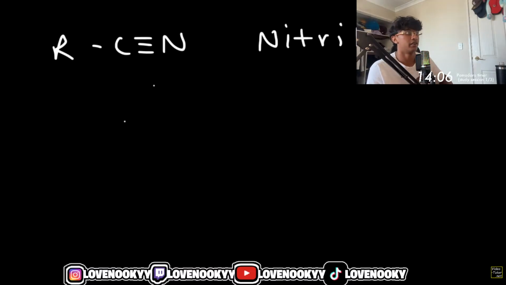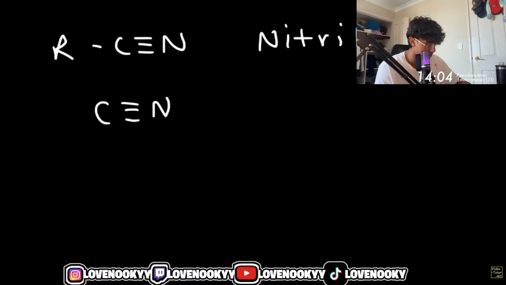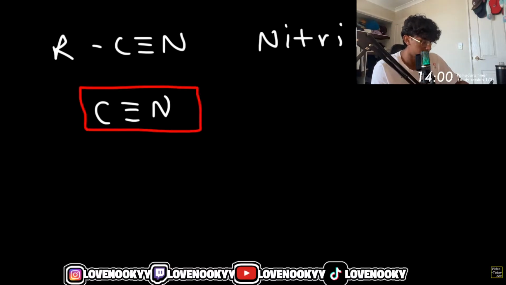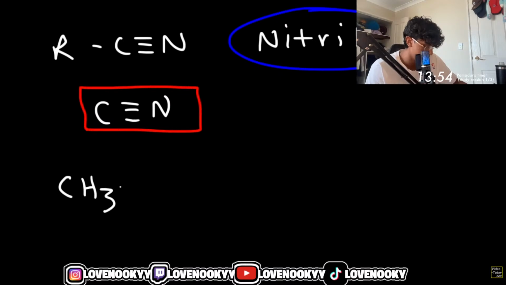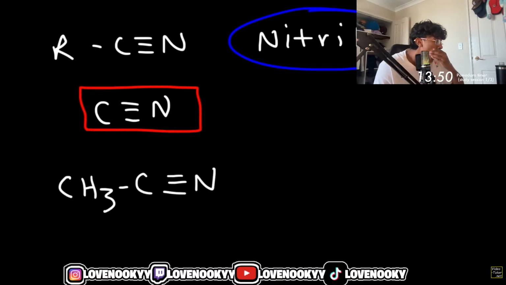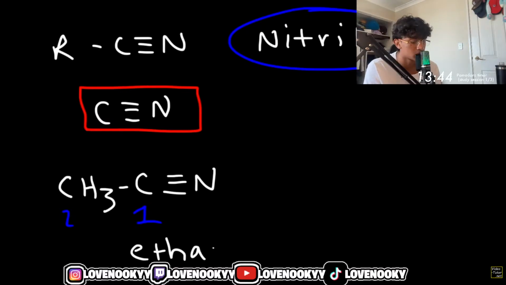The next one is nitrile. If you see a triple bond between a carbon and a nitrogen atom, you have a nitrile functional group. Here's a good example of one: CH3C triple bond N. So we have a total of 2 carbon atoms. And so this is going to be called ethanenitrile.